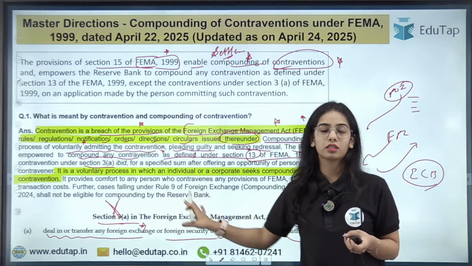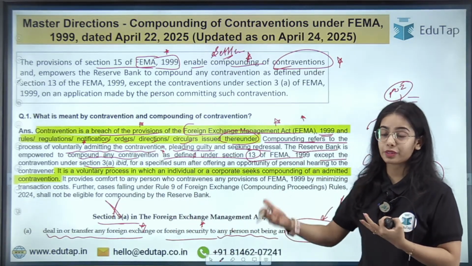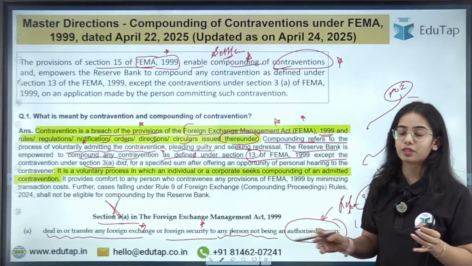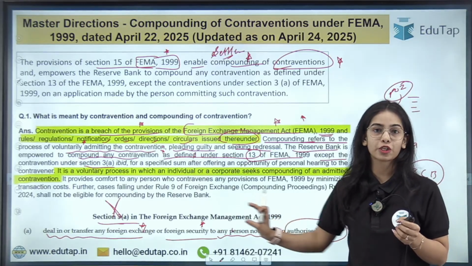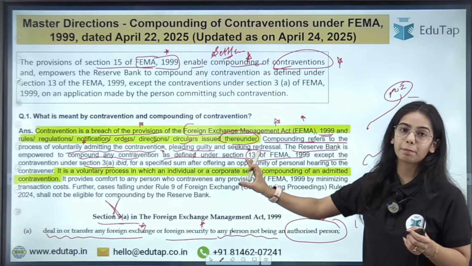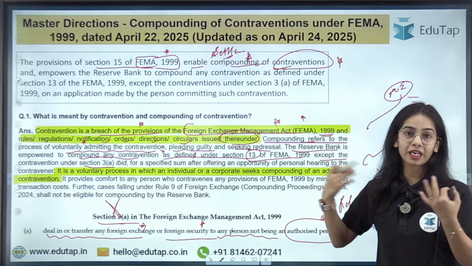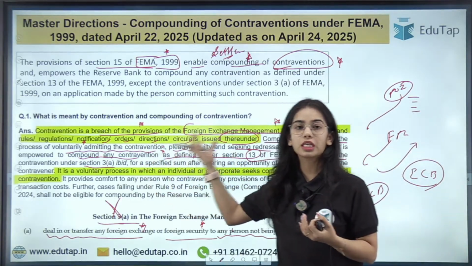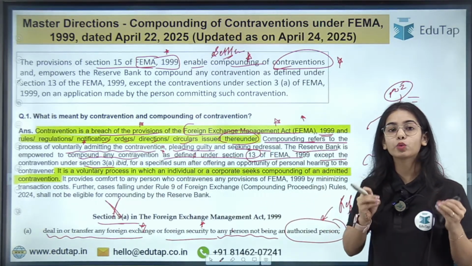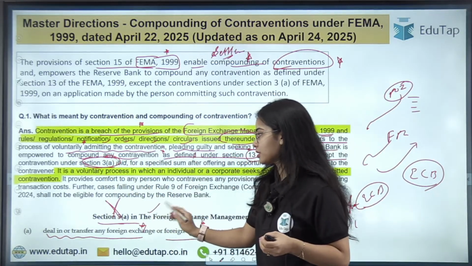So if you are dealing in or transacting the foreign exchange or foreign security to any person that is not an authorized person, then this kind of contravention or the breach that you are doing, that cannot be compounded by the Reserve Bank of India. Okay, so this is the idea. So RBI is empowered to compound the contraventions detailed or laid down under the section 13 of the FEMA 1999, but the RBI does not have the power to compound the contravention under the section 3A. That is this that I have shown you.